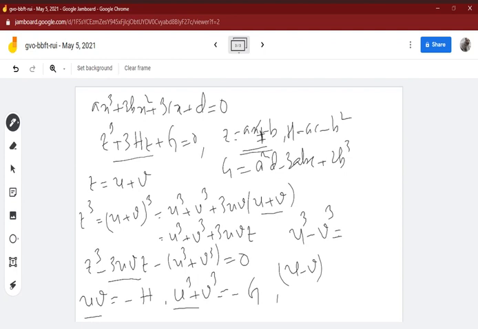u cube minus v cube minus 3uv (u minus v). u minus v whole cube is nothing but u cube minus v cube, this minus becomes plus 3uv into u minus v. a cube minus b cube minus 3ab (a minus b). This is plus u minus v. So this is your u cube minus v cube. Now you know uv, but you don't know what u minus v is. So you have to find out what u minus v is.